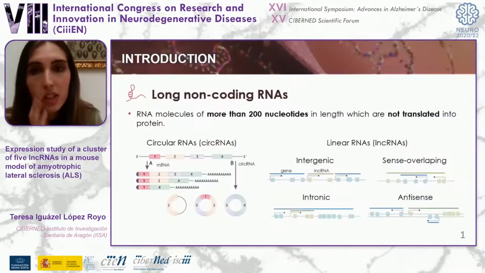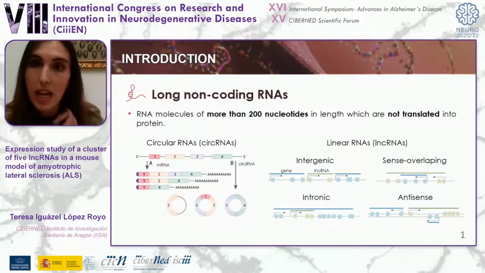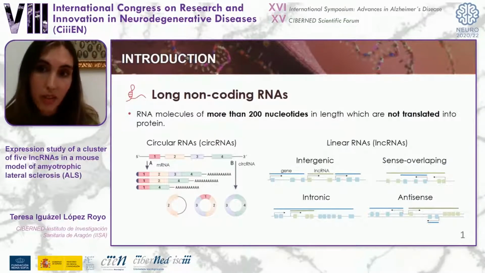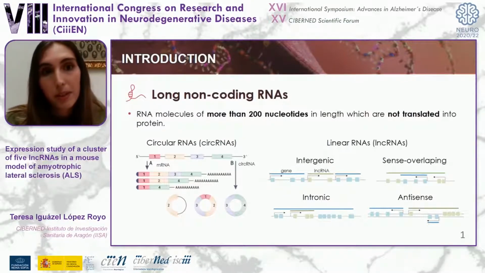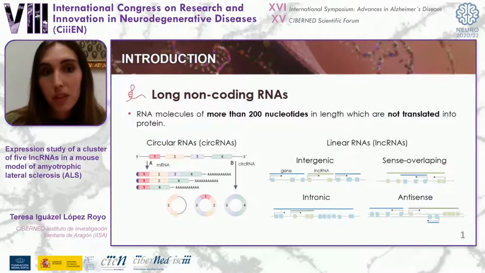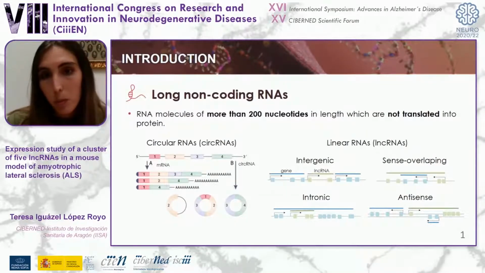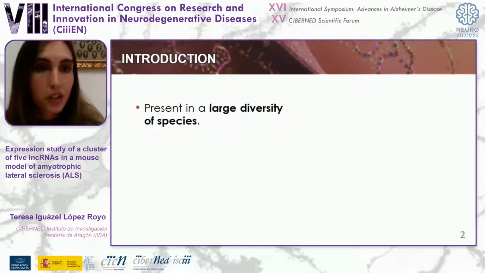First of all, I'm going to start with a brief introduction of what non-encoding RNAs are, since they are relatively recently discovered molecules, and maybe some of you may be unfamiliar with them. As their name suggests, non-encoding RNAs are RNA molecules of more than 200 nucleotides in length, which are not translated into proteins. They can be classified into circular RNAs and linear RNAs. These last are the ones I focus my work on, and they can be further divided into intergenic, intronic, sense overlapping, or antisense RNAs.